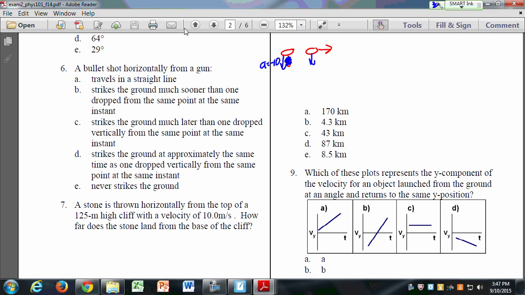Can sort of show you this. I have a thing upstairs that shows it, but I have these two things. I'm going to drop them at the same time, but the only difference is I'm going to sort of kick this one off to the side. Right, so that's like the bullet, and they both hit at the same time because they're both falling at the same rate.